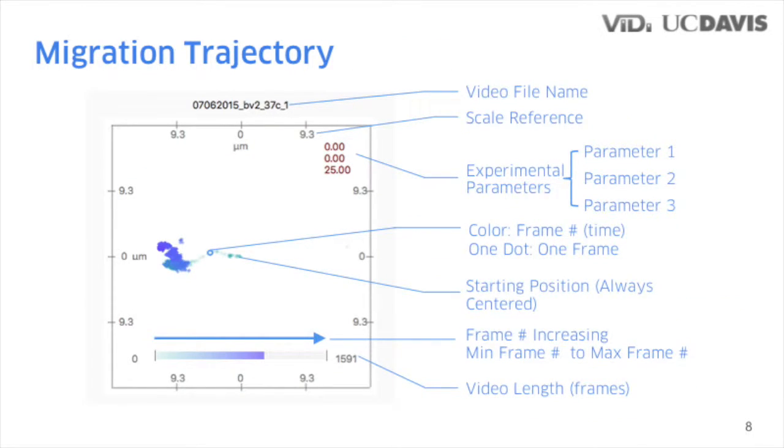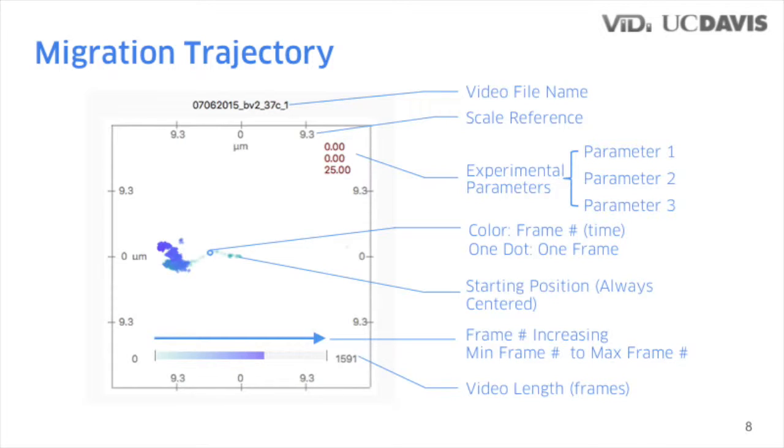We plot cell migration trajectories onto a 2D Cartesian coordinate system. We set the cell centroid of the first video frame to be the origin. The cell centroids in the later frames are drawn as dots located at their relative positions to the first centroid. The color of the dots encodes time information, where light blue refers to the beginning of the video, and as time proceeds, the color of the dots becomes darker and darker.